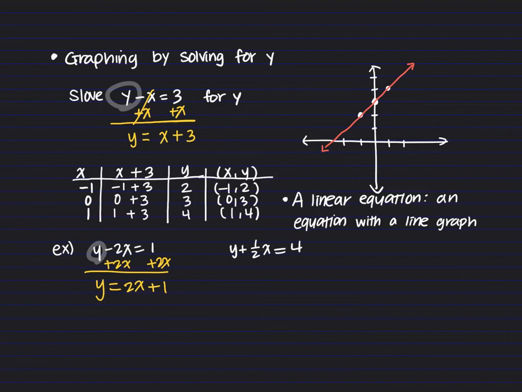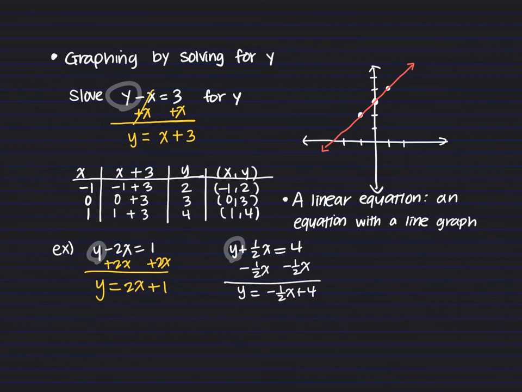If I have an equation with y plus 1/2 x equals 4, same thing, I'm going to work with my y. So I'm going to try to leave y by itself by, in this case, subtracting 1/2 x from both sides. And then I'll have y equals negative 1/2 x plus 4.